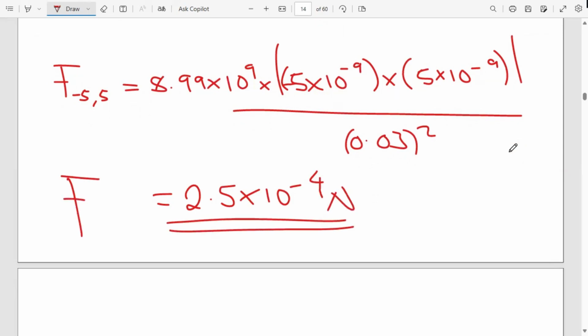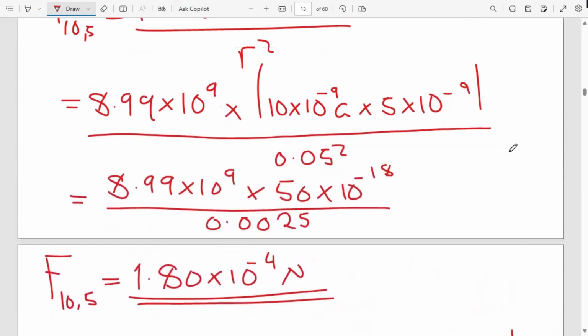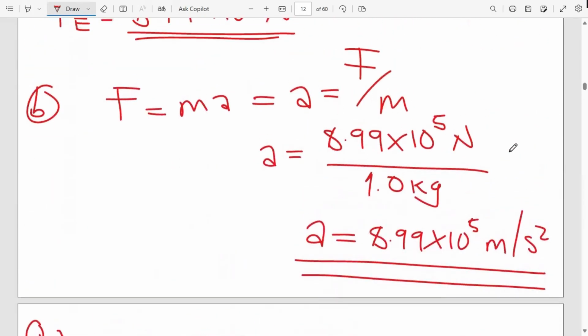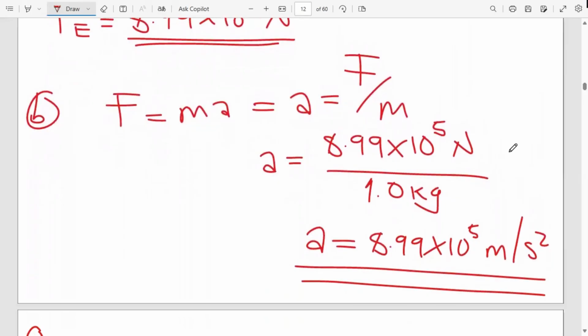So the electrostatic force due to the negative 5 nanocoulomb charge on the 5 nanocoulomb charge is 2.5 times 10 to the power minus 4 newtons. So this is along the positive x-axis, whilst the other one is away from the 10 nanocoulomb charge.